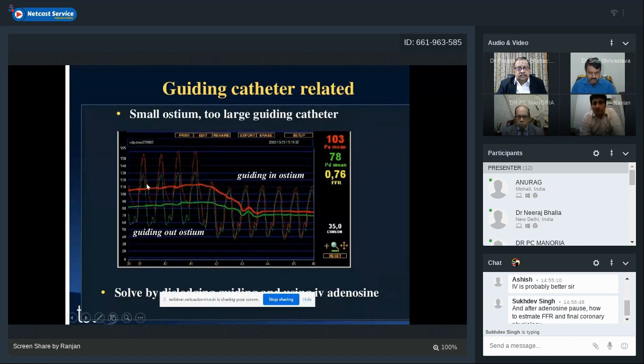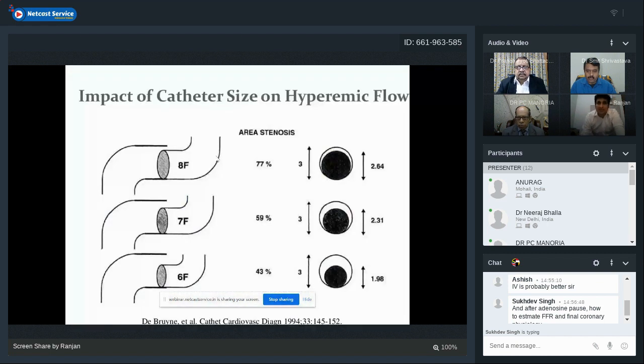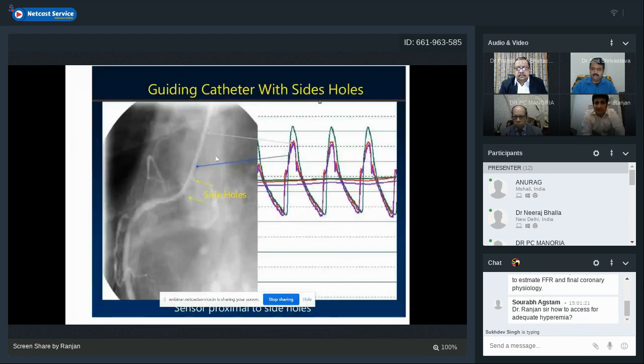So it's very important for us to make sure your guide is not damped, the wire is in the right position, and you are actually looking at both the tracings. Now, the impact of guide size: if you take a very big guide, it is again problematic, because in a smaller RCA or a diseased left main, the guide itself will impact and ventricularize the whole pressure. The wire does not show a further decrease in the pressure, and it is difficult.